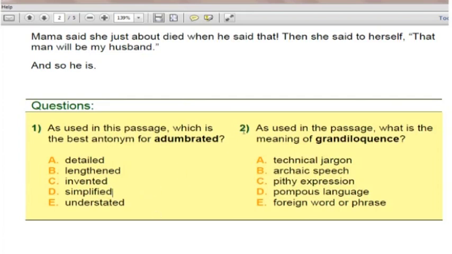Alright, question number two is, as used in the passage, what is the meaning of grandiloquence? Technical jargon, arrogant speech, pithy expression, pompous language, foreign word or a phrase. Which one is it? It's technical jargon.